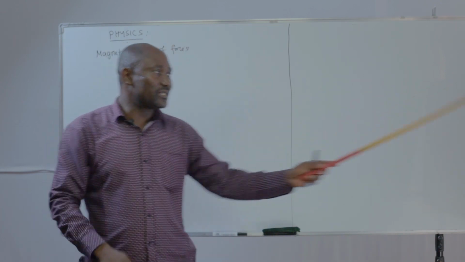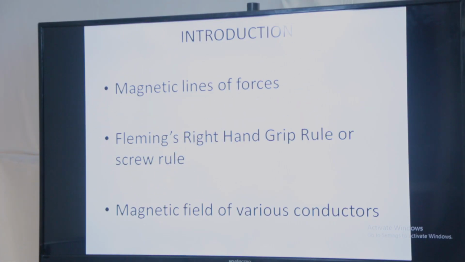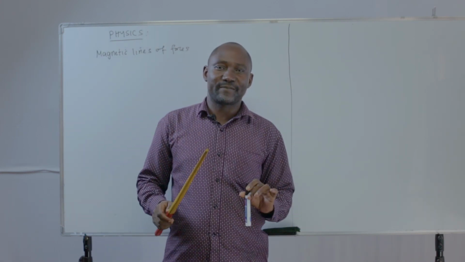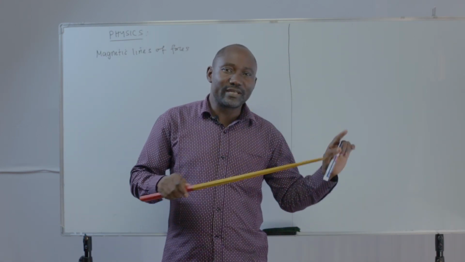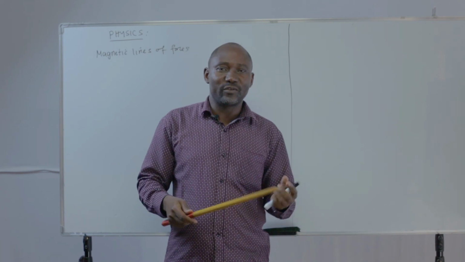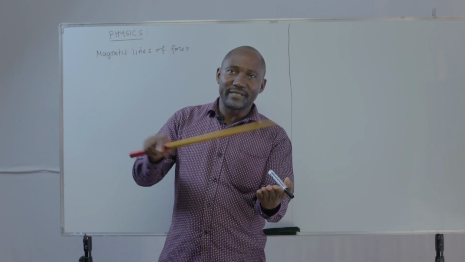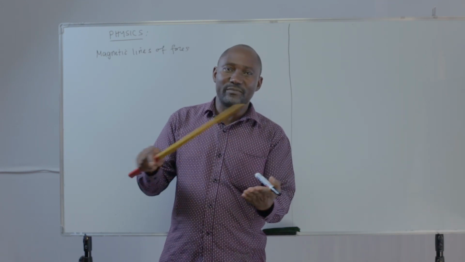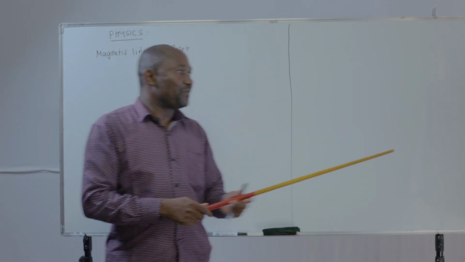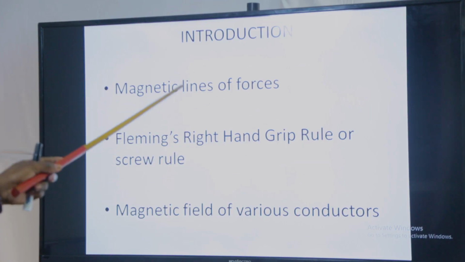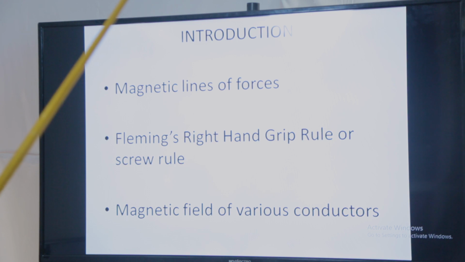These magnetic lines of force are imaginary lines which represent the real magnetic field. So these are imaginary lines, you cannot see them. But if you have a compass and you have iron filings on top, you can see how the pattern of the magnetic lines of force can be observed. So how do you know the direction of the magnetic lines of force around a conductor?